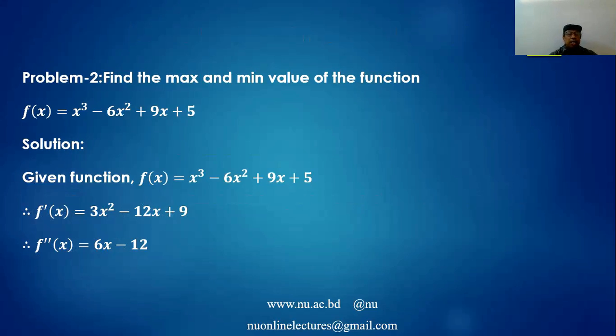So my dear students, the derivative of x to the power n... so 3x square minus 12x, here it is 6, so it should be twice x, that is 12, so minus 12x, here 9x, so 9x for 1, and the 5 is the constant, so it should be 0. So this is the first derivative.